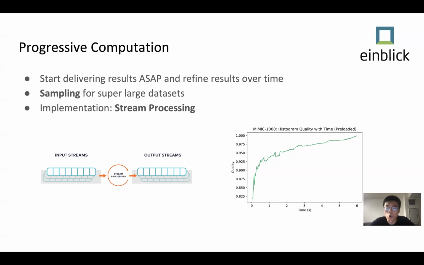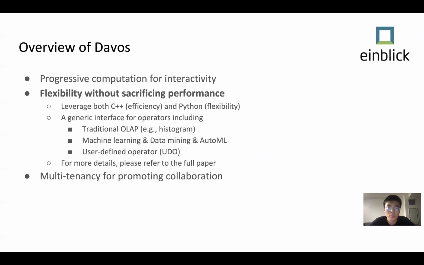On the right side, this shows the quality of a result over time for running a histogram over a 10 gigabyte dataset. The quality is defined as how close the result is to the ground truth. You can see that we're able to return a result with more than 90% quality within the first 300 milliseconds. And the whole computation takes about 6 seconds to complete. Most data systems adopt a blocking query model, which means you have to wait until the whole query is done before you can see any results.